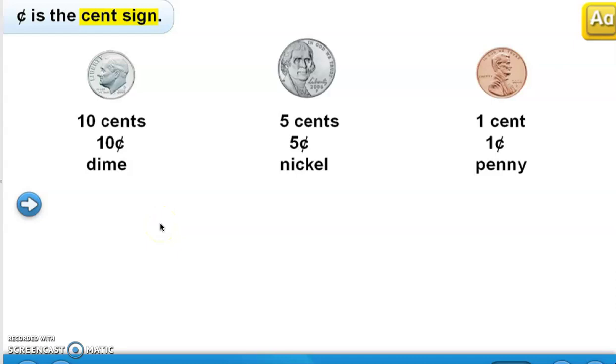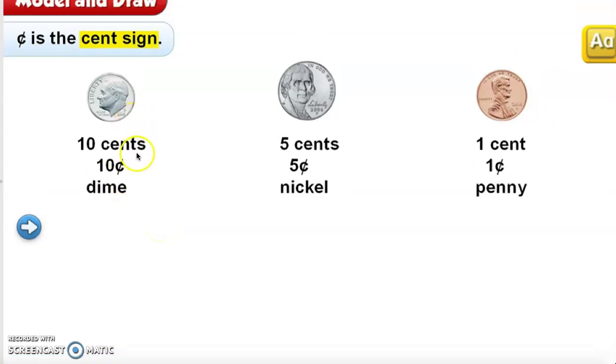Okay, so it kind of goes over that with you again, right? We can either say 10 cents, we can write the little cent sign, and then this is the name of the coin right here, so dime. 5 cents, nickel. 1 cent, penny. Okay?